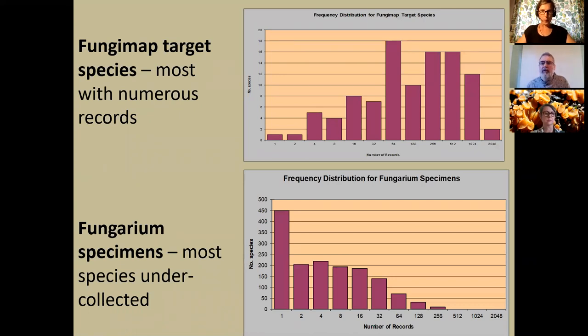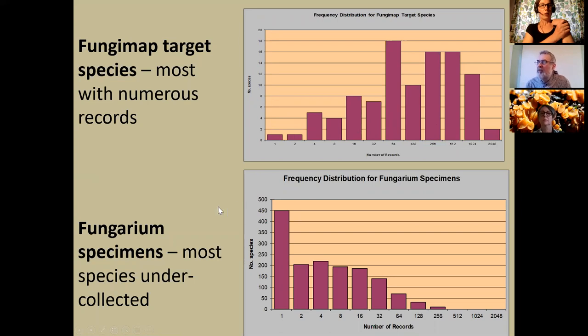And what we're seeing is that if we look at the Fungimap target species, so in these frequency distributions, here's the number of records across here, and this is in a power scale where there's one record, 2, 4, 8, 16, all the way up to 2048. And this is the number of species along here that have that number of records. So for the Fungimap set of 100, this is the analysis of 100, there are quite a few species that have in the hundreds to 200s to thousands of records, and very few of the Fungimap target species don't have many records.